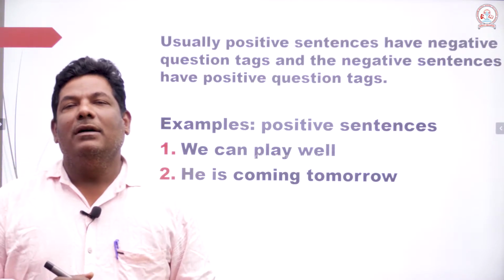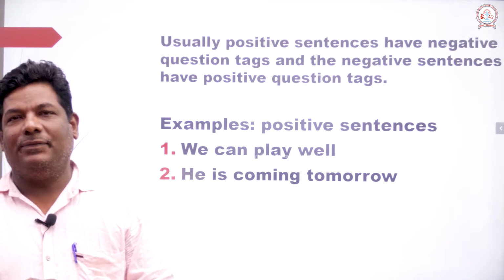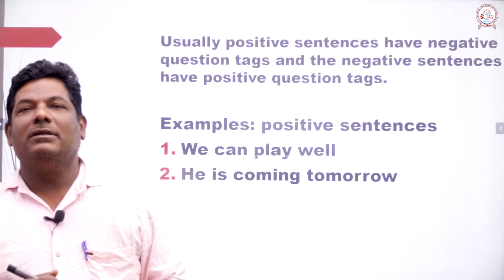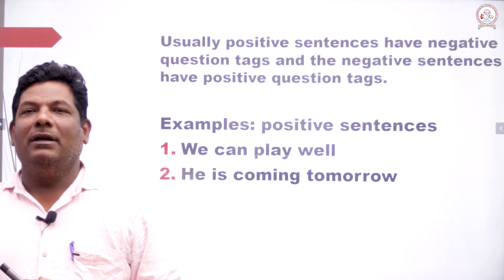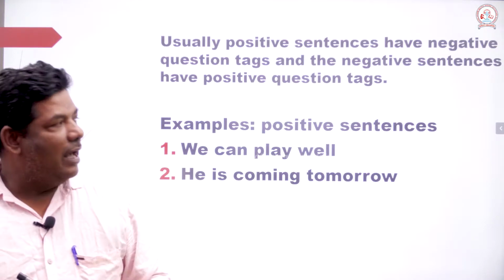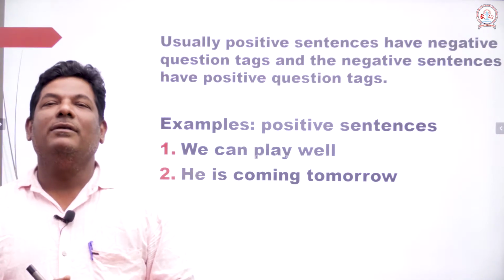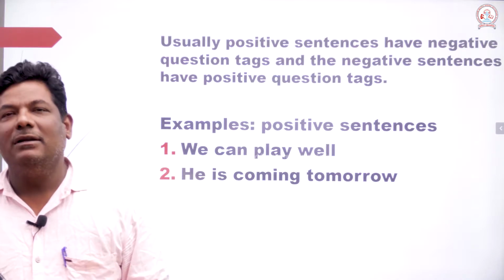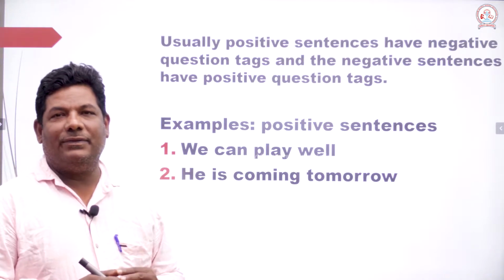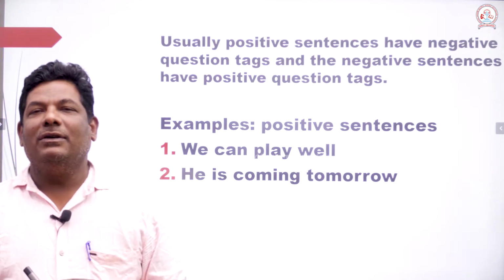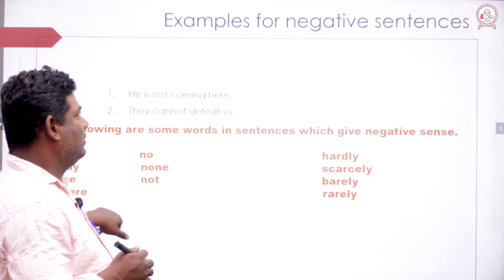Before understanding tags, you must understand that positive sentences will take negative question tags, and negative sentences will have positive question tags. That is the usual procedure for us. Example: we can play well. Can is the auxiliary verb here, and we have to say can't we. He is coming tomorrow, isn't he? These two are positive sentences, so they take negative question tags.